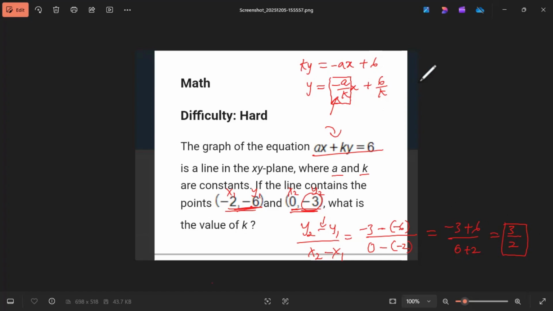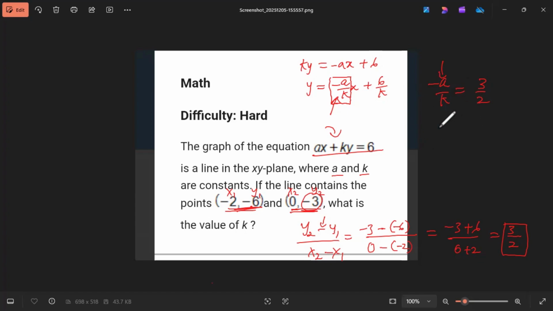So that means minus a over k should be equal to 3 over 2, right? That is what it should be. Yeah, it should be 3 over 2. I think from here we will not get the value of k because we have the a right here. We won't get the value of k.